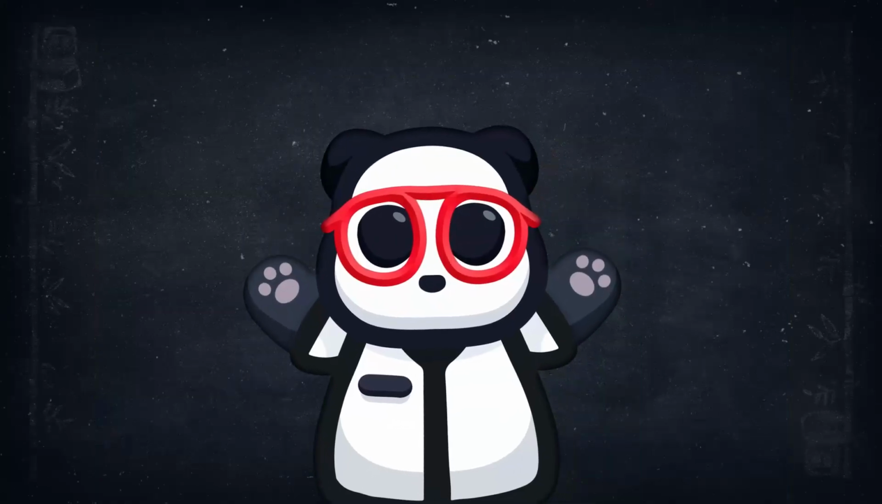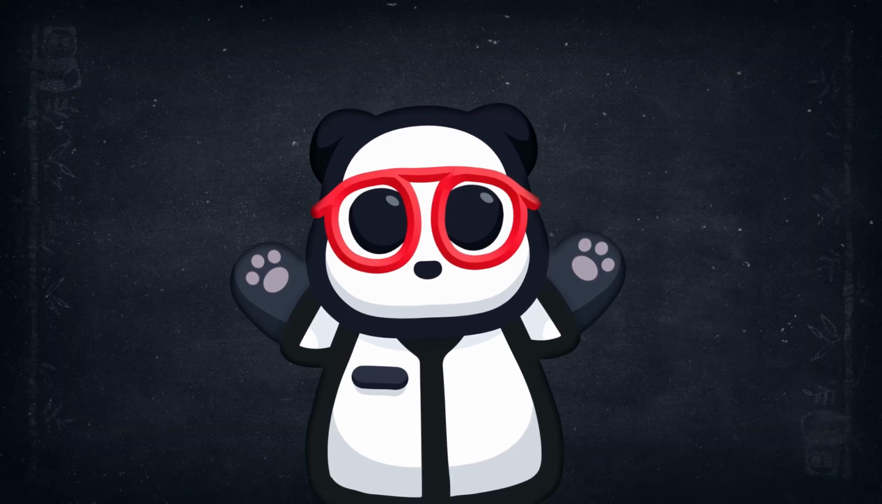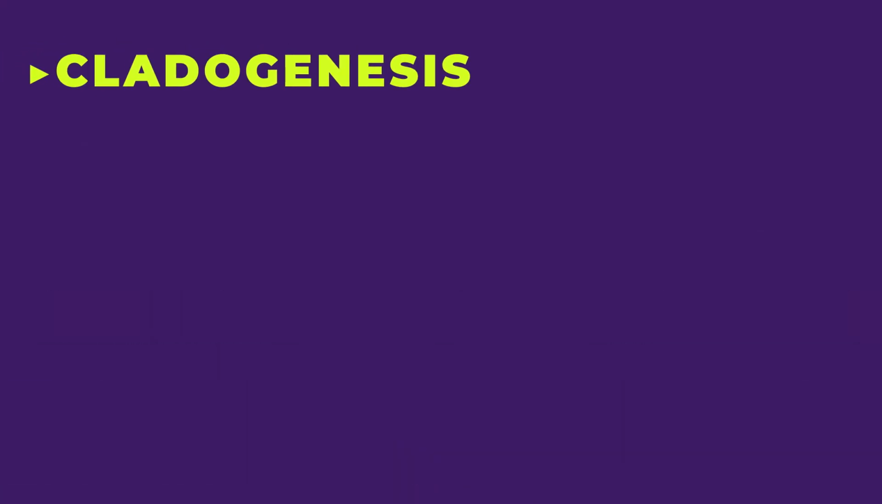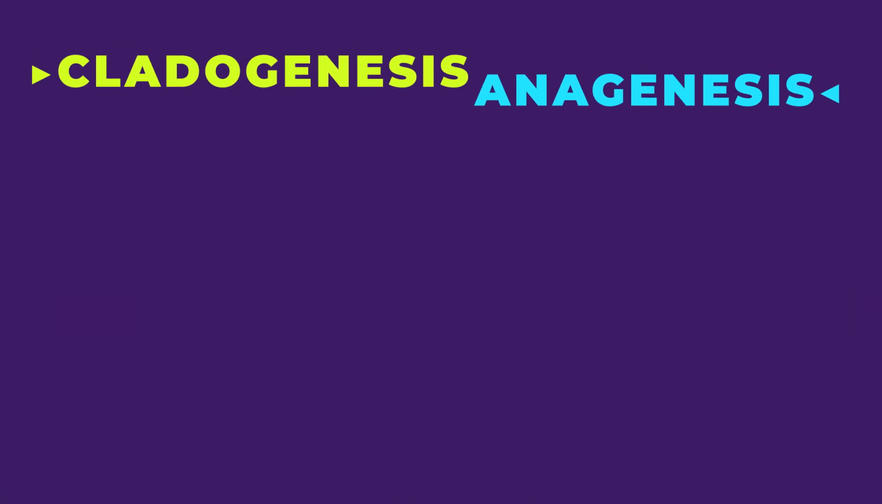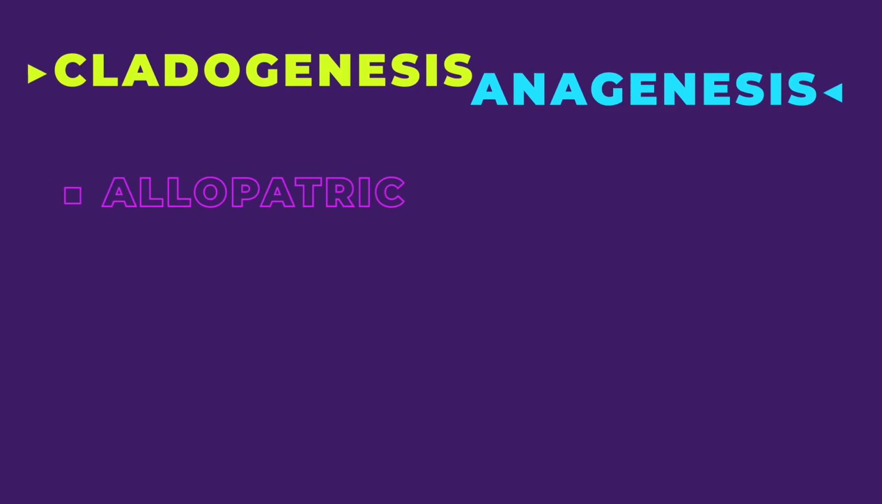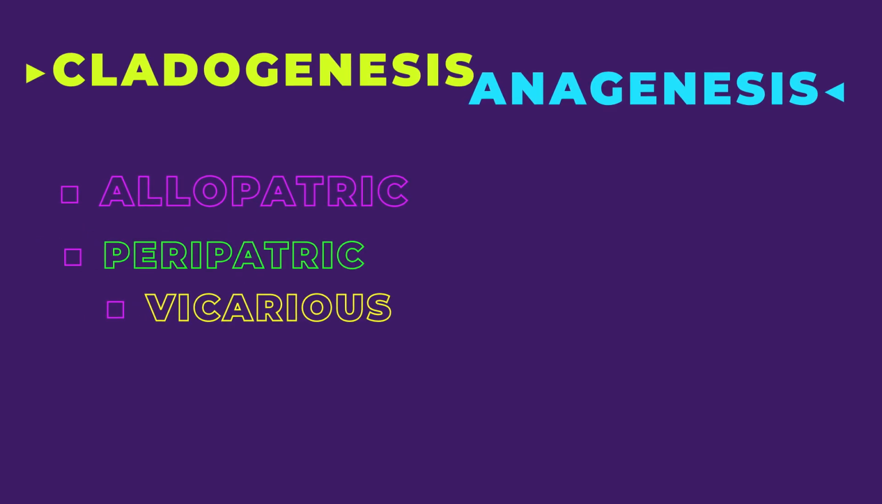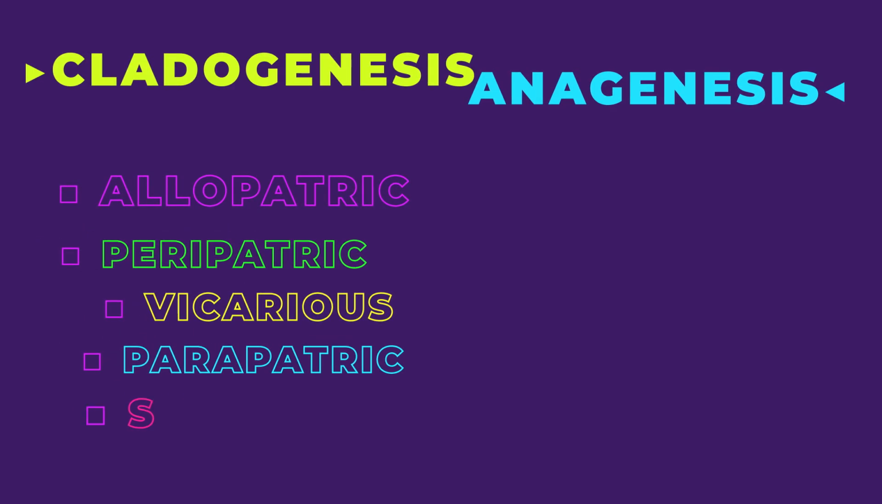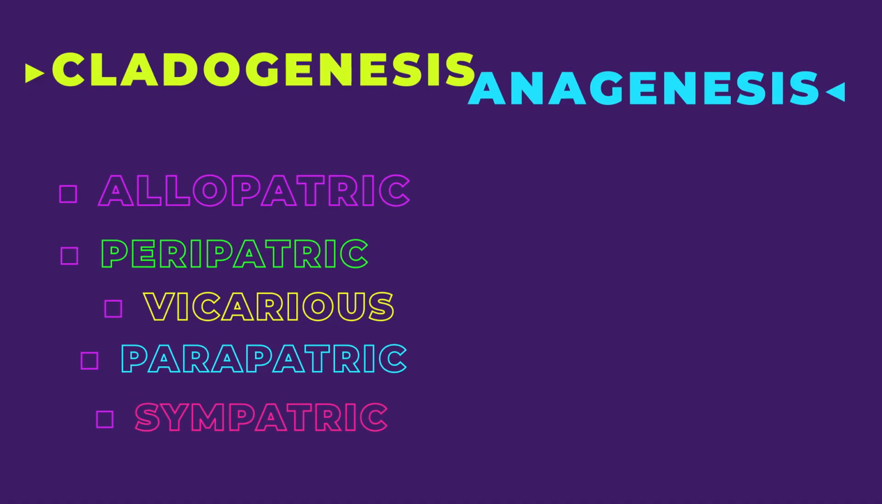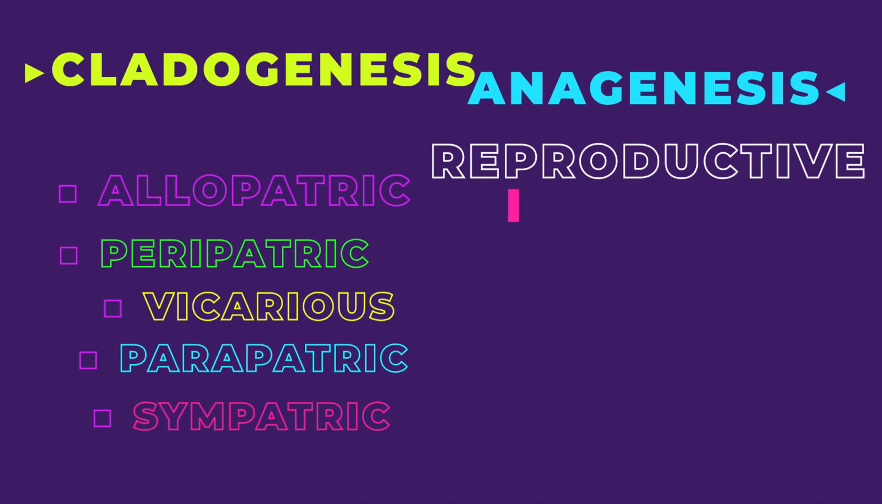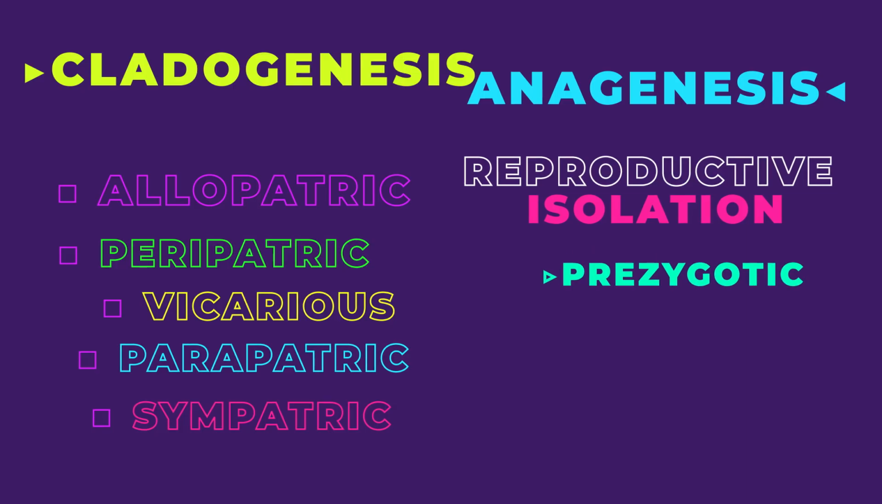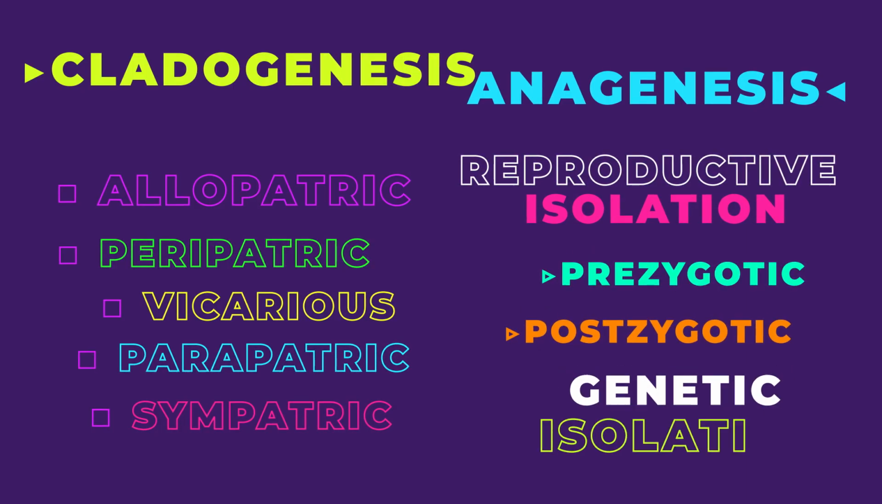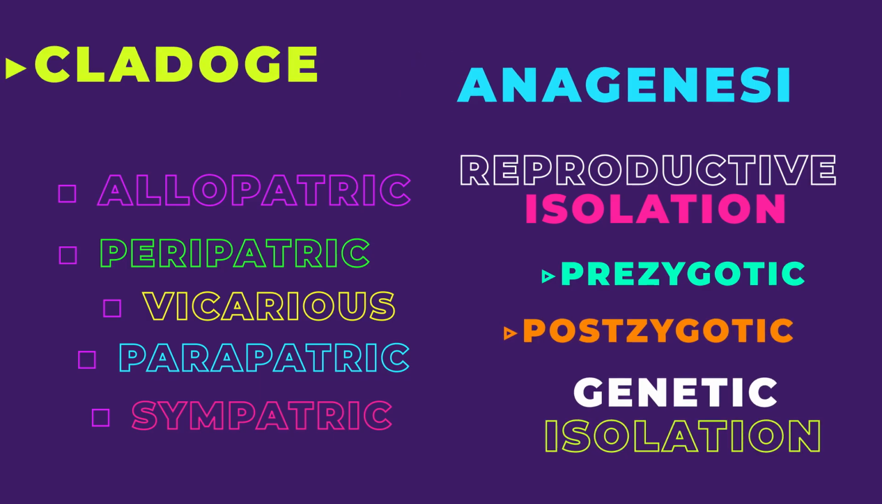In other words, after all this, we can say that speciation processes are divided into cladogenesis or anagenesis. And the main models for speciation are the speciation types: allopatric, which can be vicariant or peripatric, the parapatric model, and the sympatric model. And within each of these models, we can highlight the mechanisms of reproductive isolation: prezygotic reproductive isolation, postzygotic reproductive isolation, or even genetic isolation.